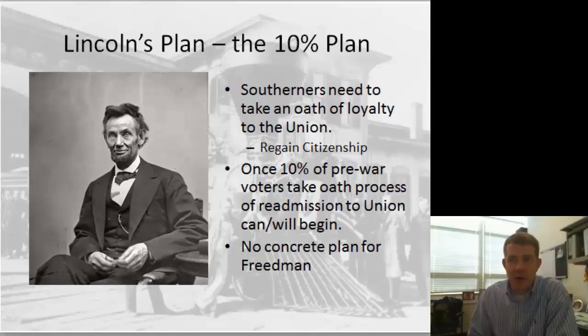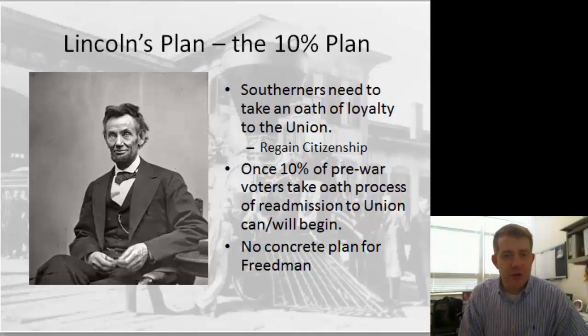Lincoln's plan for Reconstruction is known as the 10% plan. In his thinking, it's a very moderate idea. Lincoln's goal from the beginning was to preserve the Union. He views it as an initial offer. He understands that he's going to have to work with Congress, but he wants Congress to understand from the beginning that his goal is to get the South back in the Union as quickly as possible.